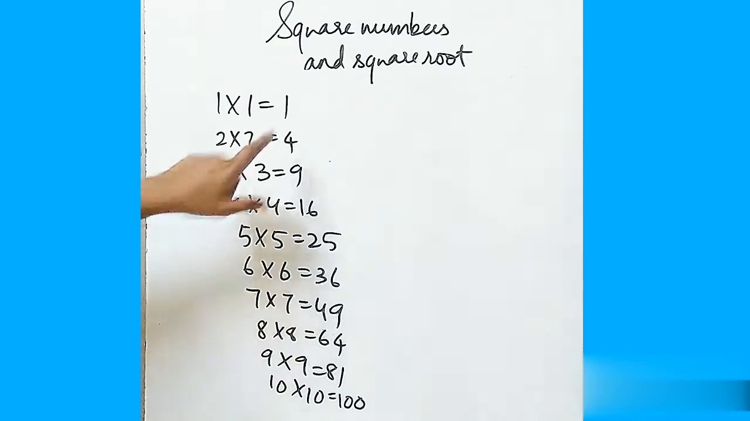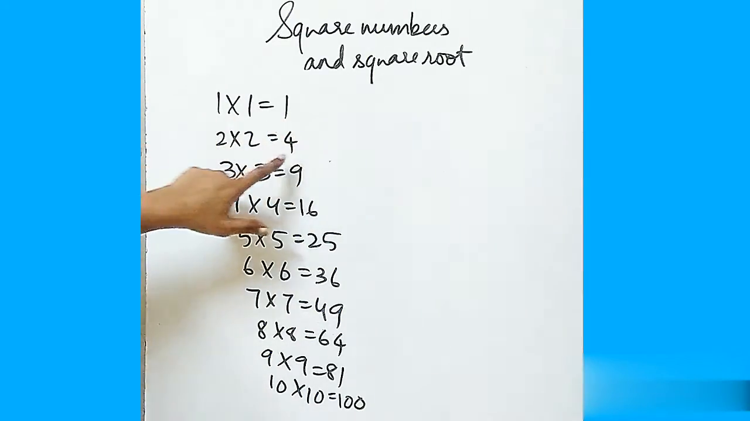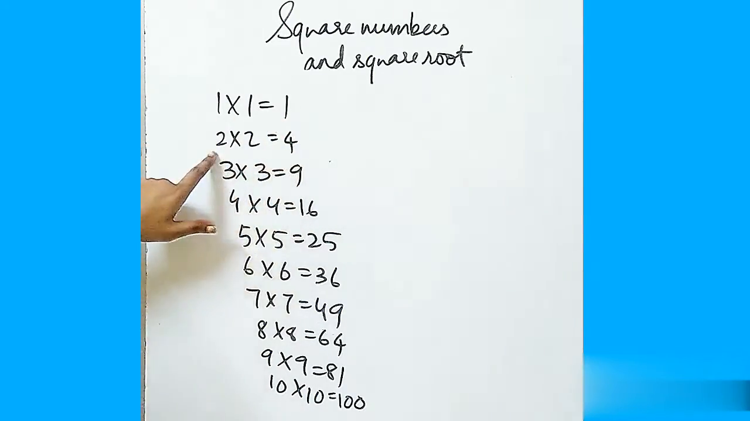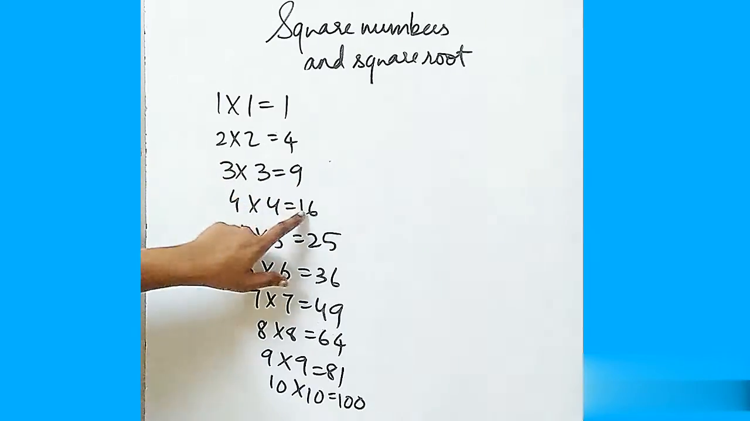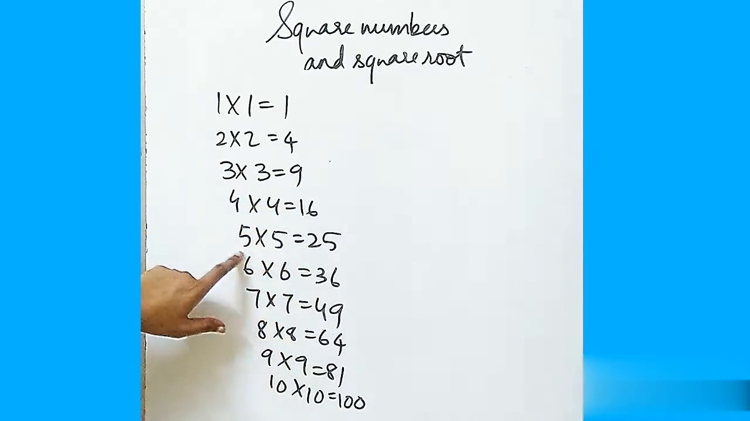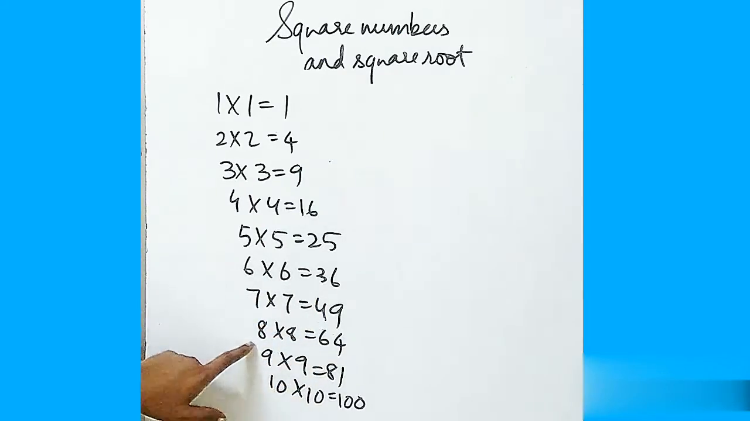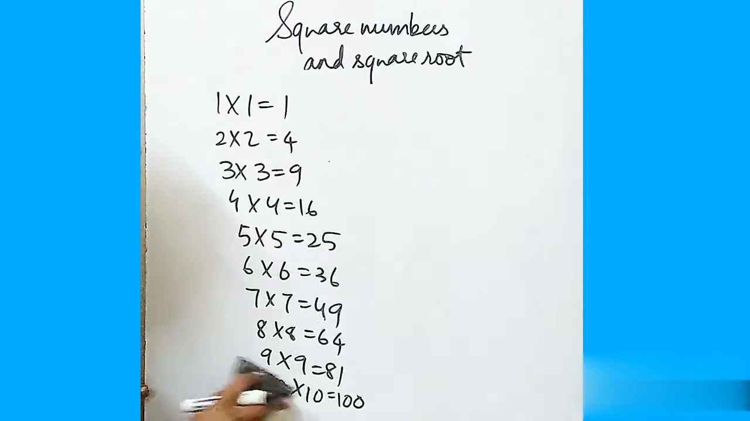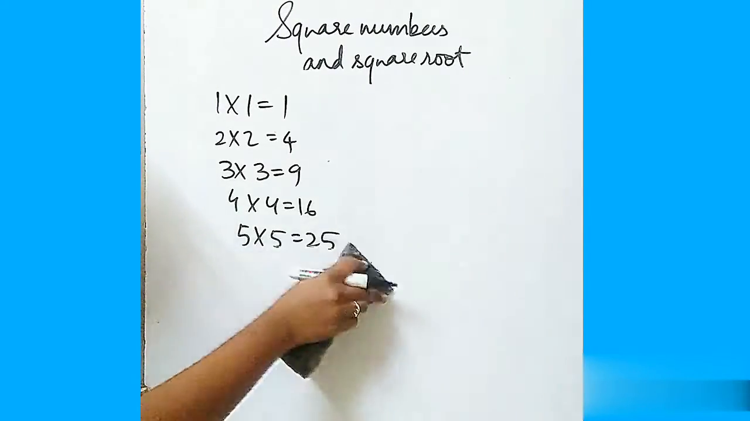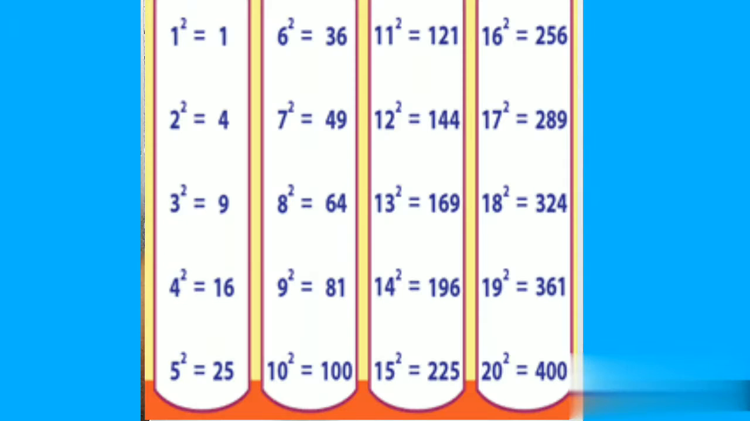How you will remember is, student, 1 comes from 1, 4 is the square of 2, 9 is the square of 3, 16 is for 4, 25 is for 5, 36 is for 6, 49 is for 7, 64 is for 8, 81 is for 9 and 100 is for 10. So these are the square numbers, student. Okay. Now you have to note this down. Please, from 1 to 20 you have to remember. Now just note it down and memorize it, student.